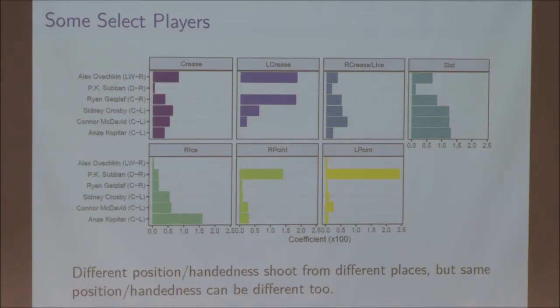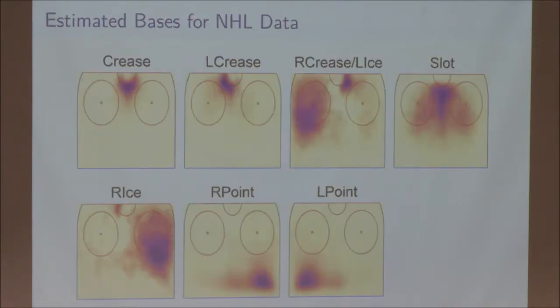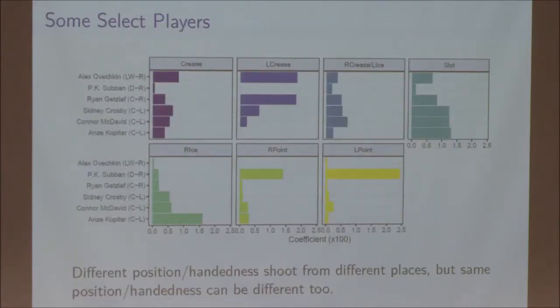Ovechkin is a left wing who shoots right-handed, and he shoots mostly from the crease, but also a lot from that left crease, just directly to the left of the net, which makes him a little bit different from other players since he is right-handed, which means his body is actually mostly behind the crease as he's shooting. He shoots a little bit from the left ice, and the right crease, but not as much, and he shoots from the slot. We've also got PK Subban, who is a defenseman, so he mostly shoots from the points. Not included in this analysis is where he fights, but that would be a more interesting analysis for him.